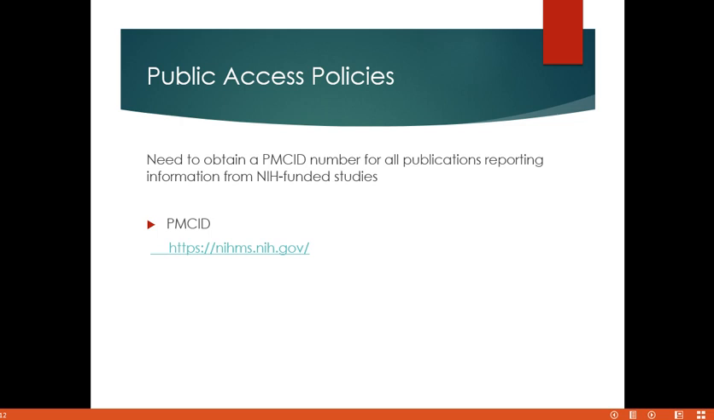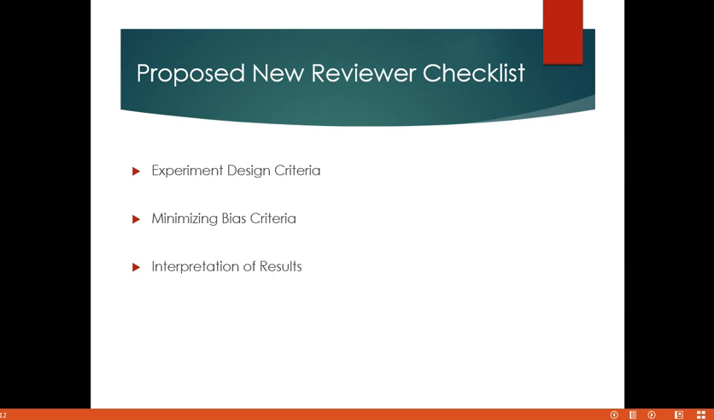The proposed reviewer's checklist. I share this with you. NIH says that all reviewers already have, we're supposed to rate grants on experimental design, minimizing bias, and interpretation of results. This is more detailed information to reviewers about what to look for under each of those categories. This has not been adopted yet, but we piloted this in my section as well, and we actually had a lot of comments to change it, wording and that sort of thing.